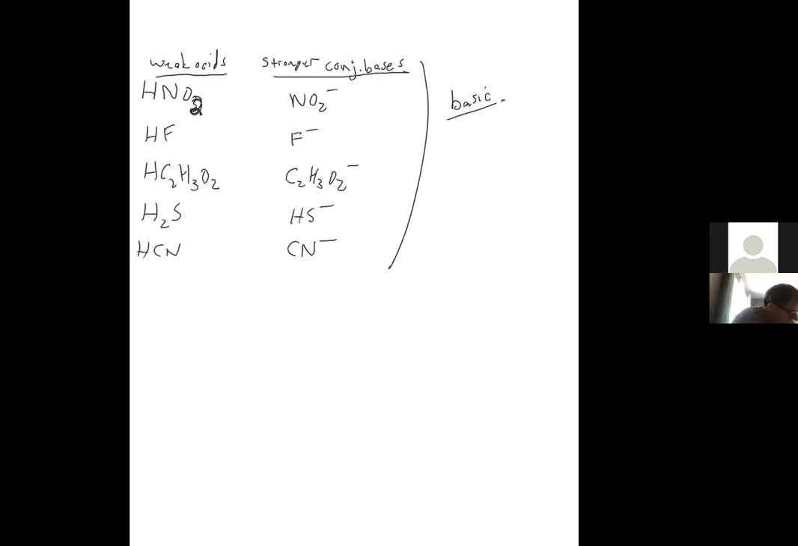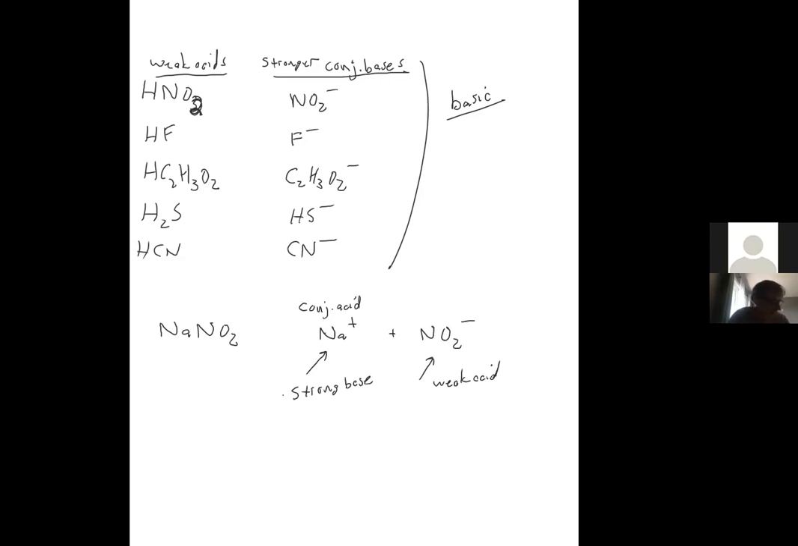Okay, so now when we come back to NaNO2, here's what we have. This is the salt. You have Na plus and NO2 minus. Well, this one comes from a strong base. This one comes from a weak acid. Now this one, remember, the positive one is what we call the conjugate acid. It comes from a strong base. No effect on acidity.